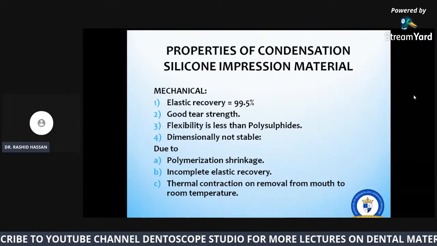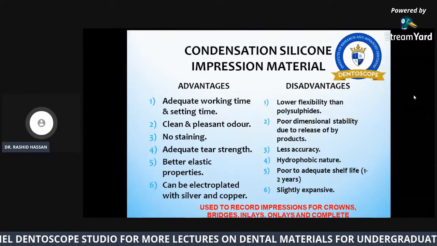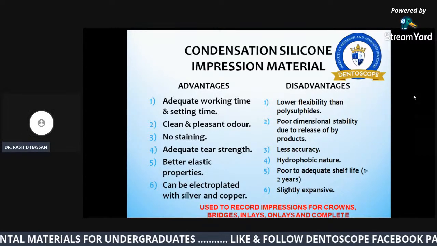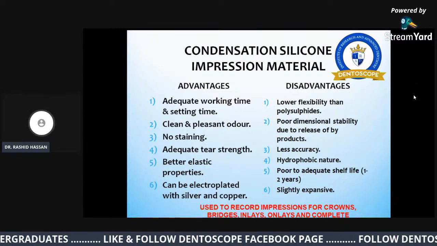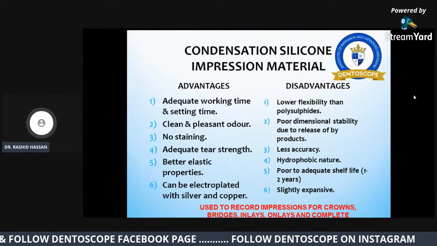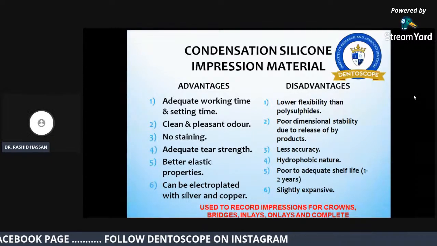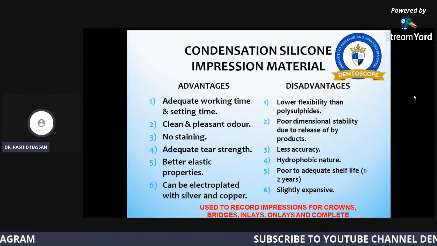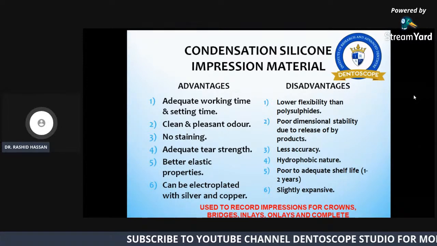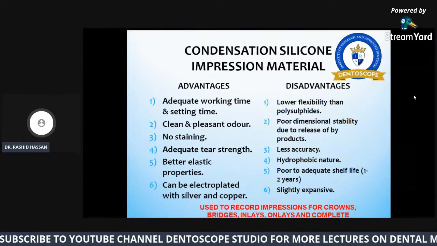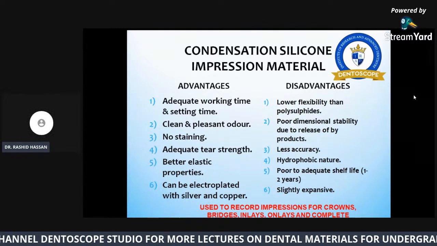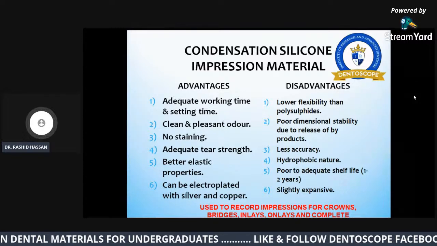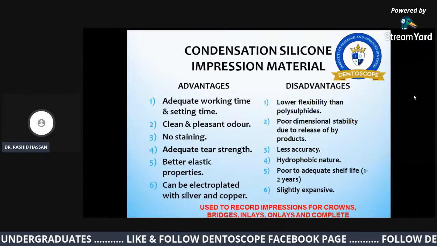Now, let's compare the merits and demerits, the advantages and disadvantages of the condensation silicon impression material. It has an adequate working time and setting time. That is acceptable, around 6 to 10 minutes. That was acceptable at that time. Later in the coming slides, we are going to see much better properties. It is clean and has a pleasant odor. No staining of the clothes occurs. It has adequate tear strength.